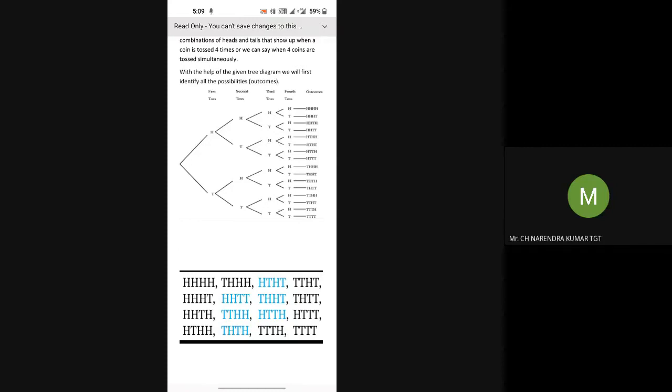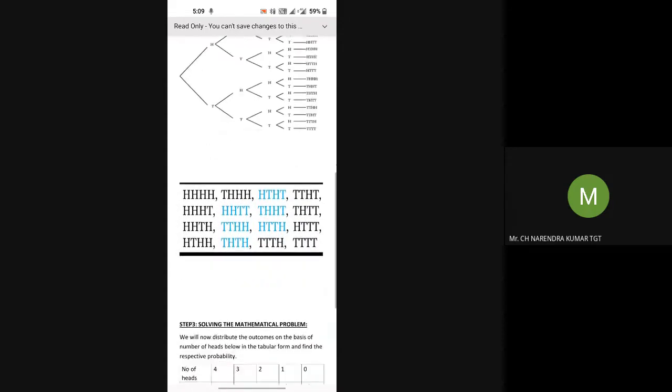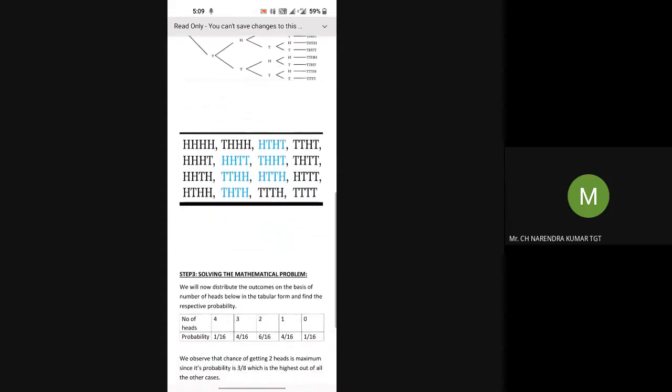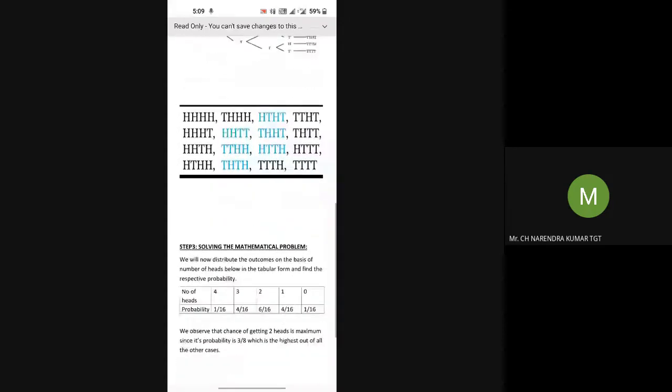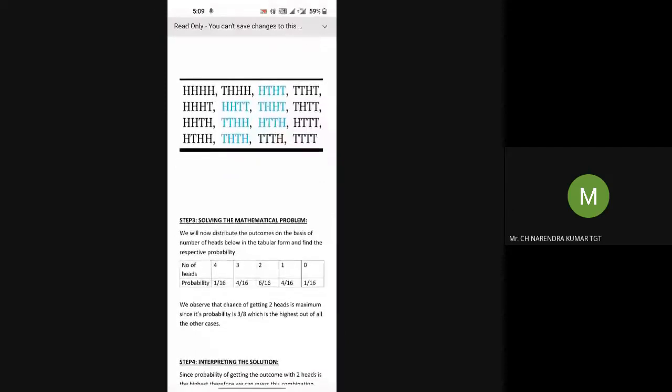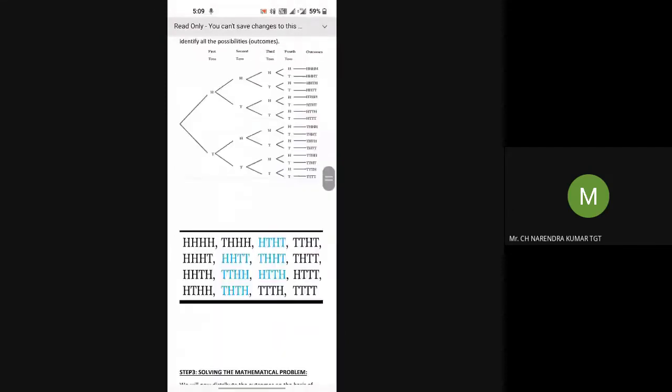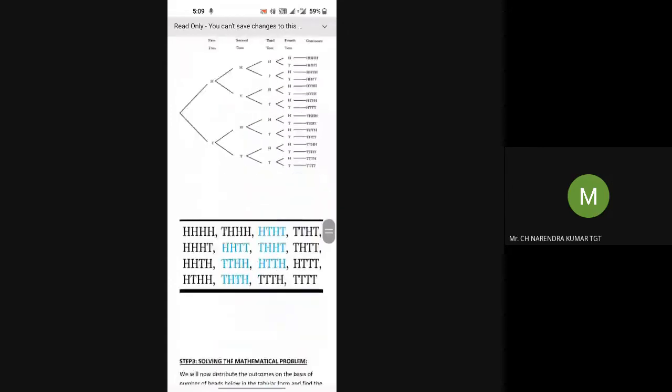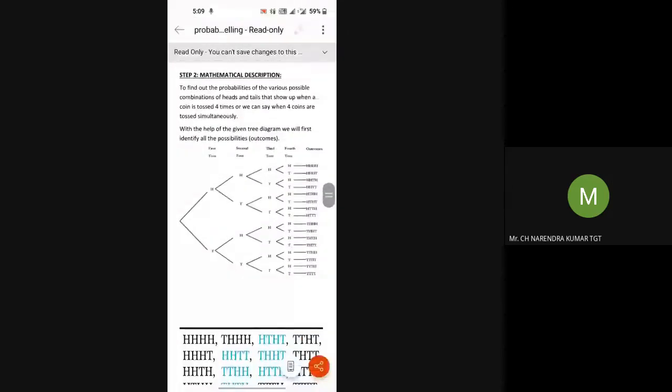So when a coin is tossed 4 times, the following outcomes appear on the rightmost column, you all can see, and it is also represented down. So a sample space of the outcomes is presented in front of you. Now we have to solve. This is the formulation of the problem using mathematical description.